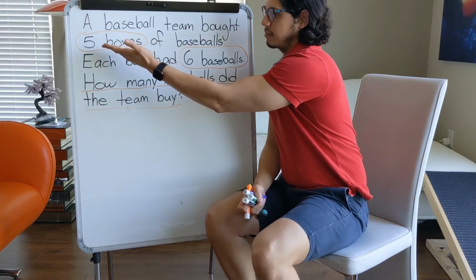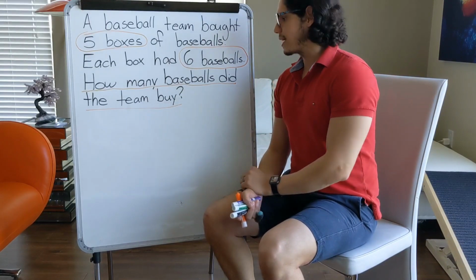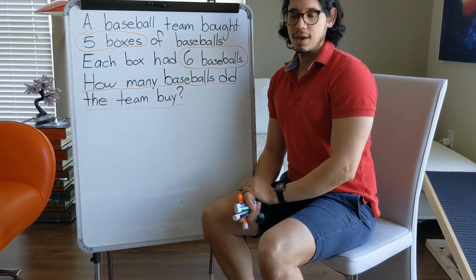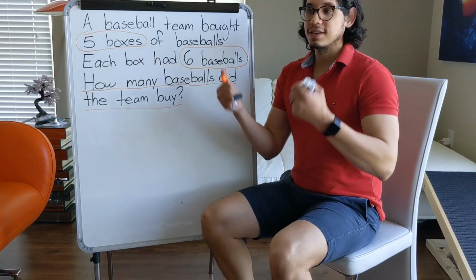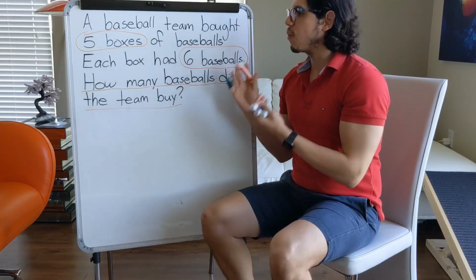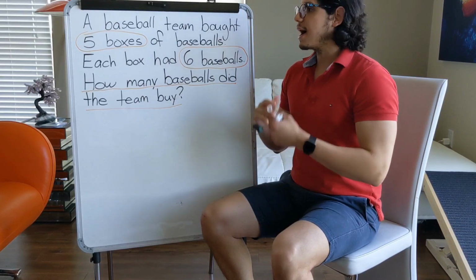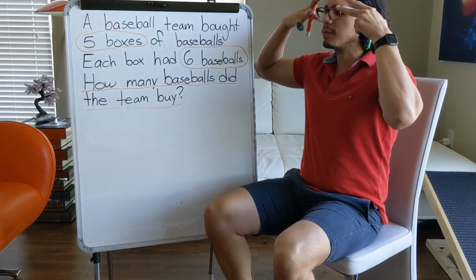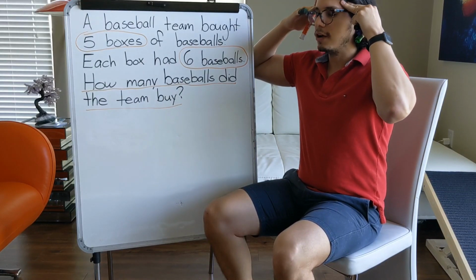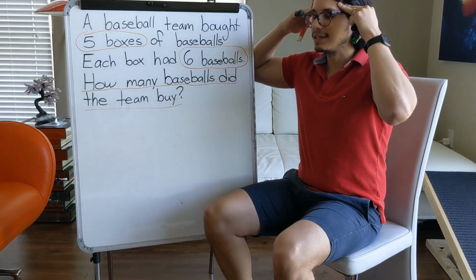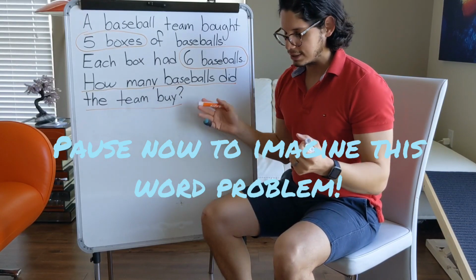I know that the baseball team has 5 boxes of baseballs, and I know that each one of the boxes has 6 baseballs inside. So what am I going to do now to solve this problem? I'm going to go ahead and draw a picture, because I should have a picture in my head of what this problem is trying to get me to solve. If I close my eyes, I can picture there are 5 boxes, and each one of the 5 boxes has 6 baseballs inside.